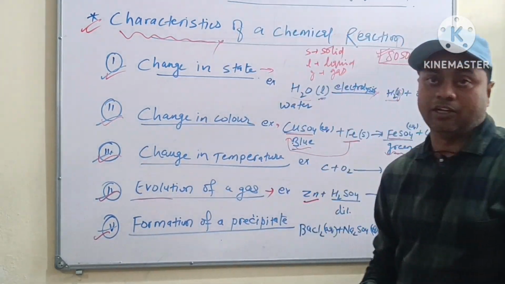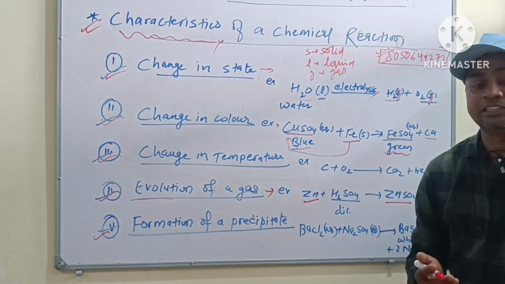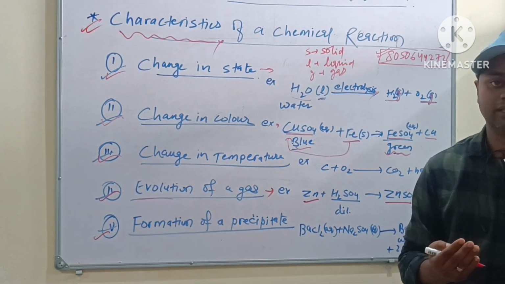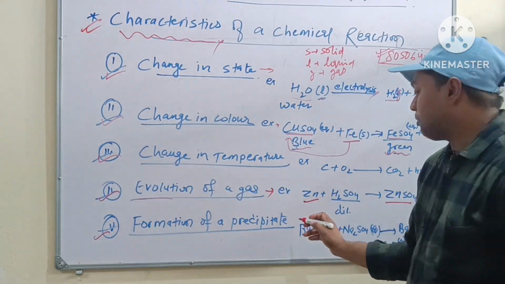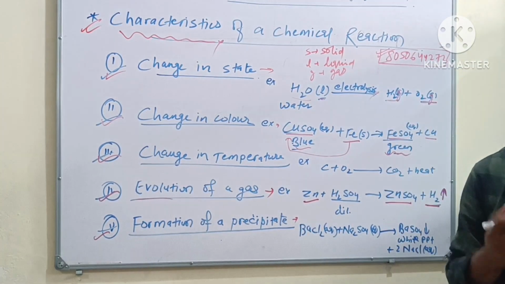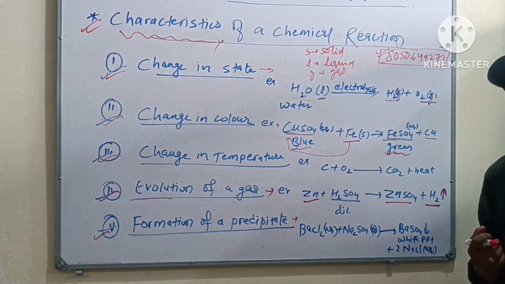Next, last characteristic is what? Formation of a precipitate. What is a precipitate? Precipitate is nothing but an insoluble solid. This is called a precipitate. Like a curd. Curd is what? Precipitate. Yes or no? So whenever during the process there is a formation of a precipitate, then we can say that chemical reaction has taken place.